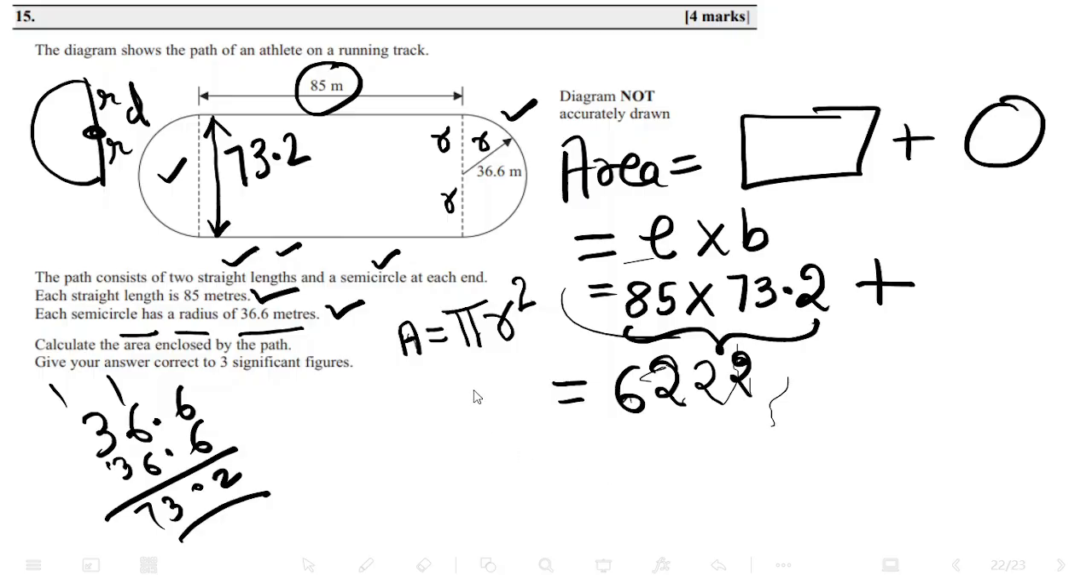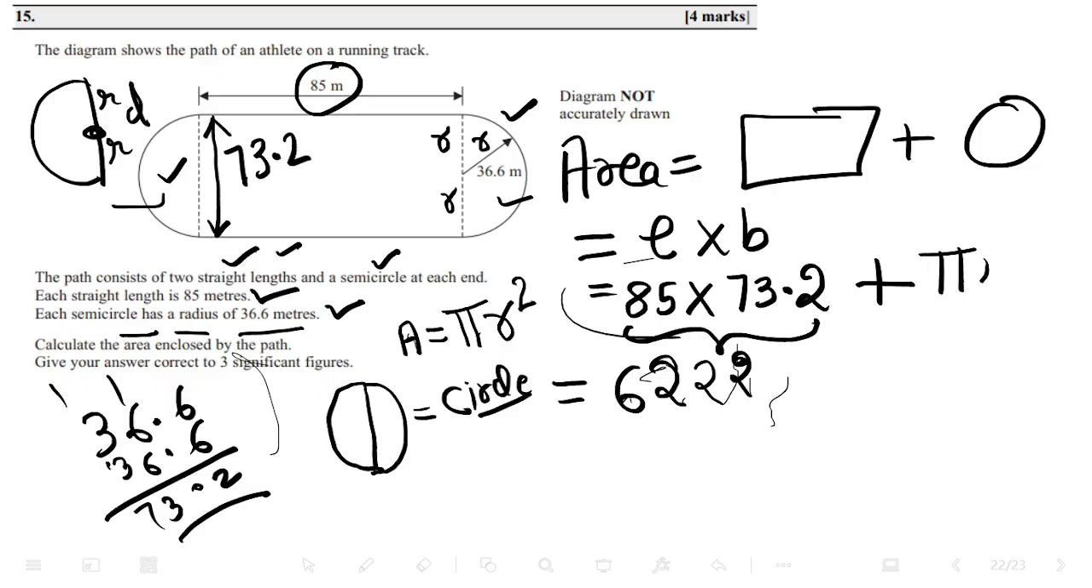So basically, what is exactly happening in this question? There is a semicircle at this end, and there is another semicircle at this end. When they are combined, they form some kind of circle. Are you getting this point? Okay, so basically, now we were supposed to do it like this.